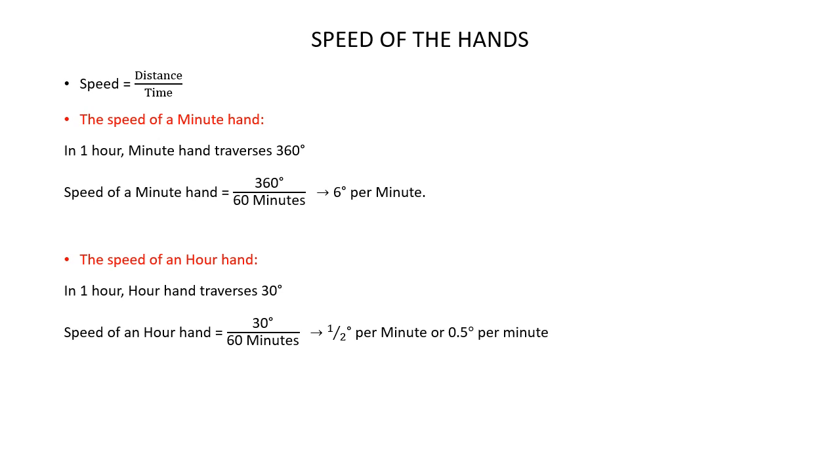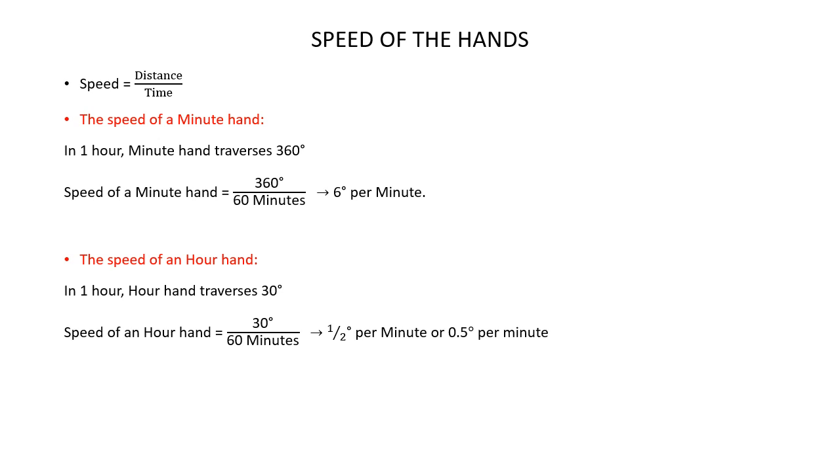Substituting these values in the formula here, we get speed of a minute hand is equal to 360 degrees divided by 60 minutes, which is 6 degrees per minute. So speed of a minute hand is 6 degrees per minute.